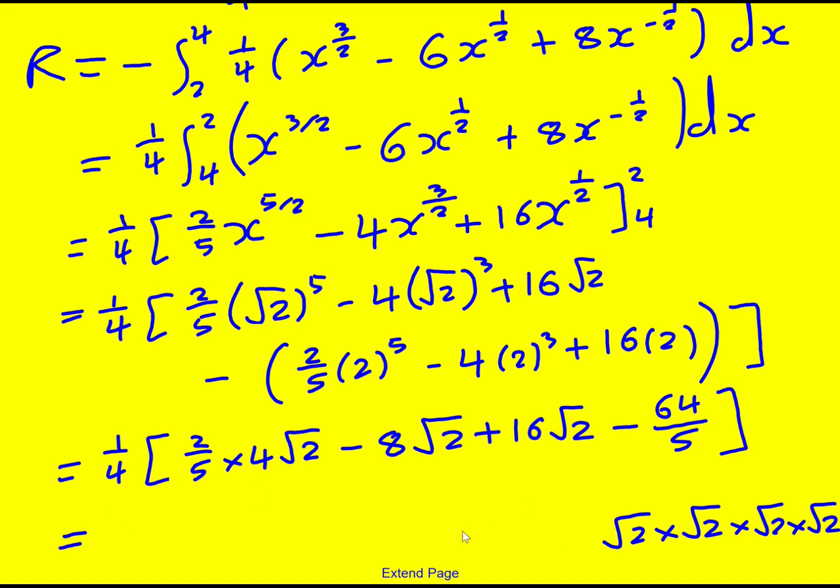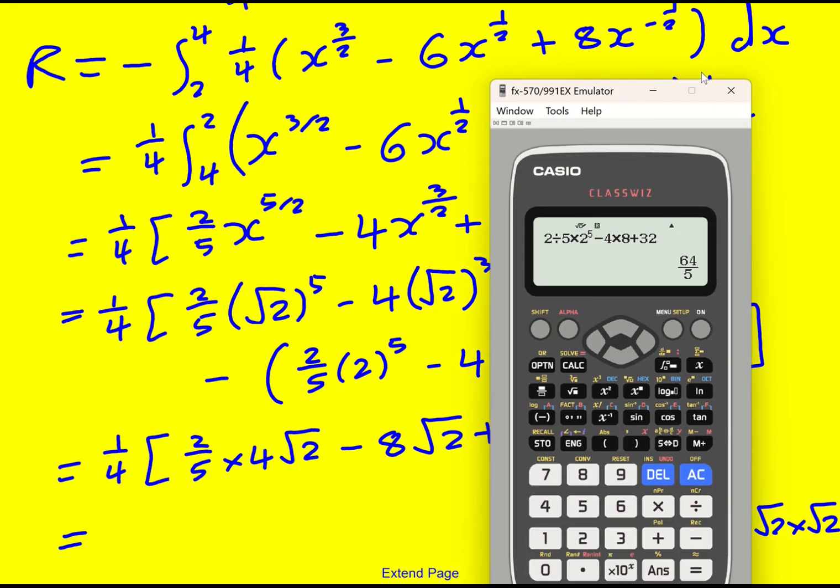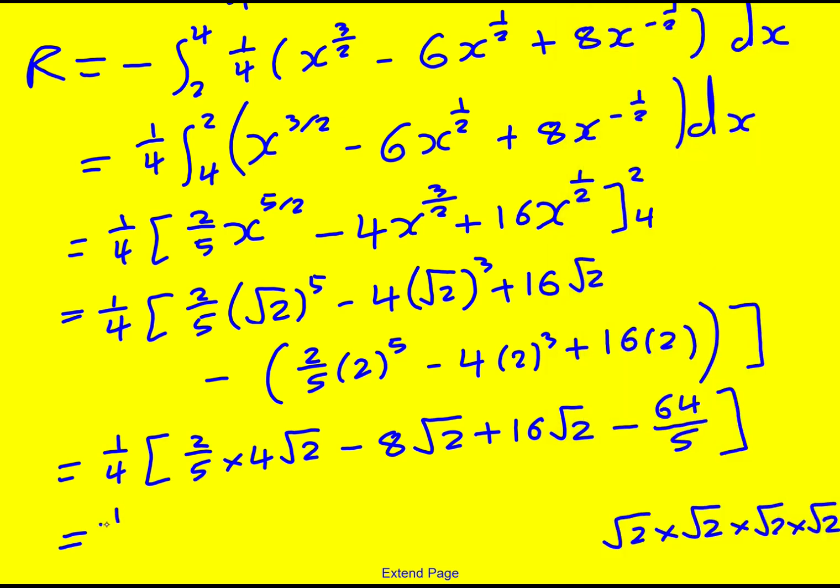Okay, I'm very nearly there. Again, I can use my calculator to help me with the root 2 bit because I'm just adding lots of root 2's now. So I've got 2/5 times 4 lots of root 2 minus 8 lots of root 2 plus 16 lots of root 2. So I've got 48/5 lots of root 2. And I'm minusing 64/5.